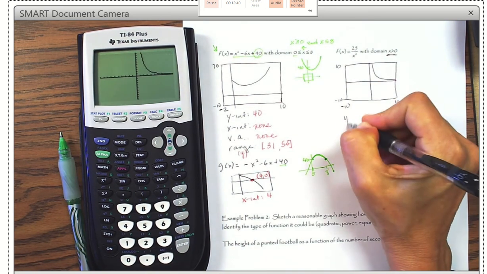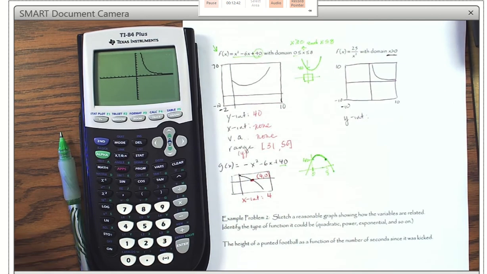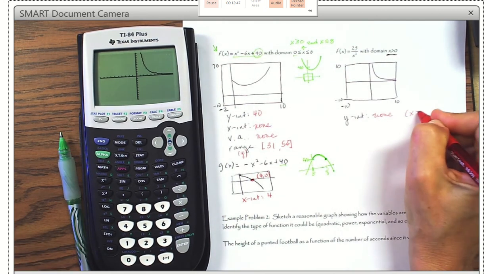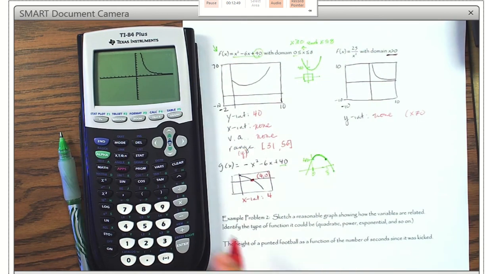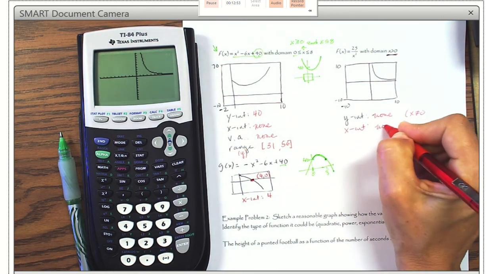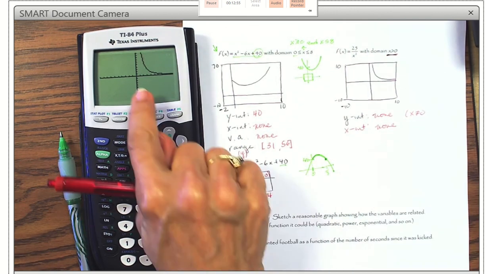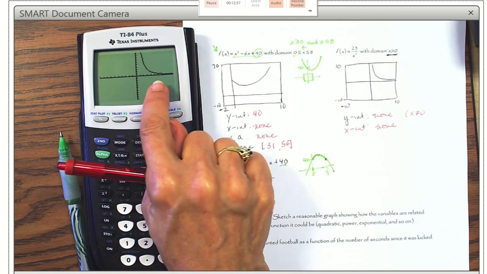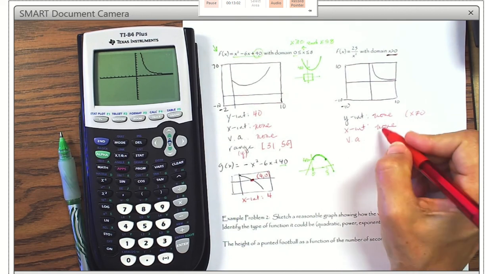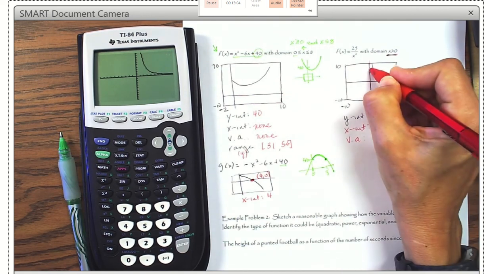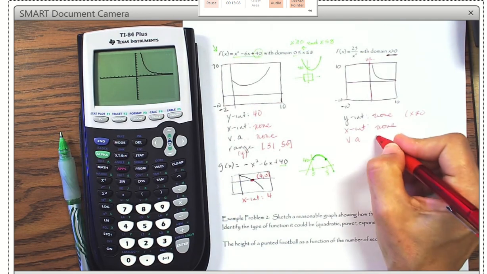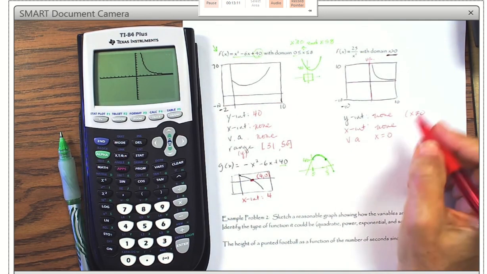Okay, I want a y-intercept, and there is no y-intercept here because x cannot equal 0 if x is greater than 0. I want an x-intercept here. There are none because this function never reaches the x-axis. I want a vertical asymptote, and there actually is a vertical asymptote. That vertical asymptote is the y-axis. That's the line x equals 0.